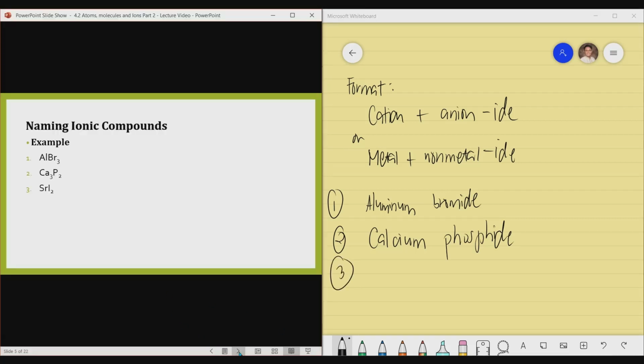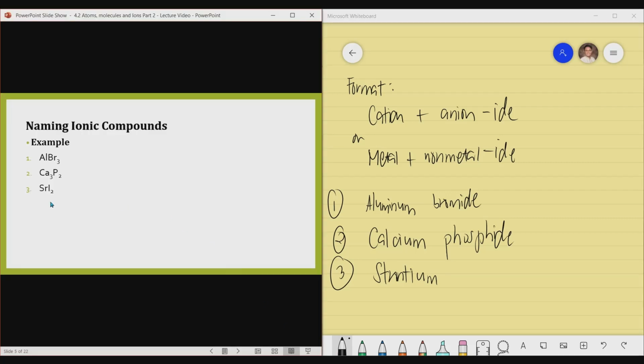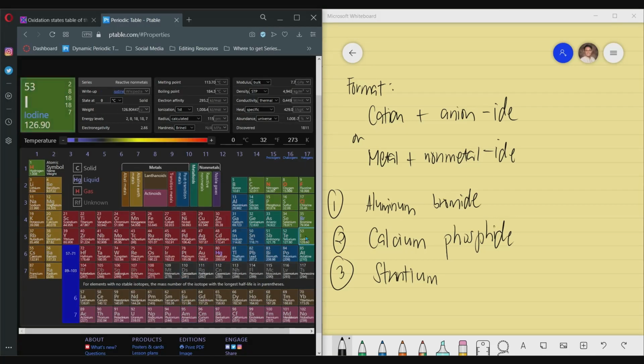Next, SrI2. I will need to find the name for the element symbol Sr. Sr is this one. That is strontium. So I will write strontium here. And then the second component is I. Looking back at the periodic table, I is this one. So iodine. I will take the first part of the name and then add as a suffix IDE. That will be iodide. Strontium iodide.